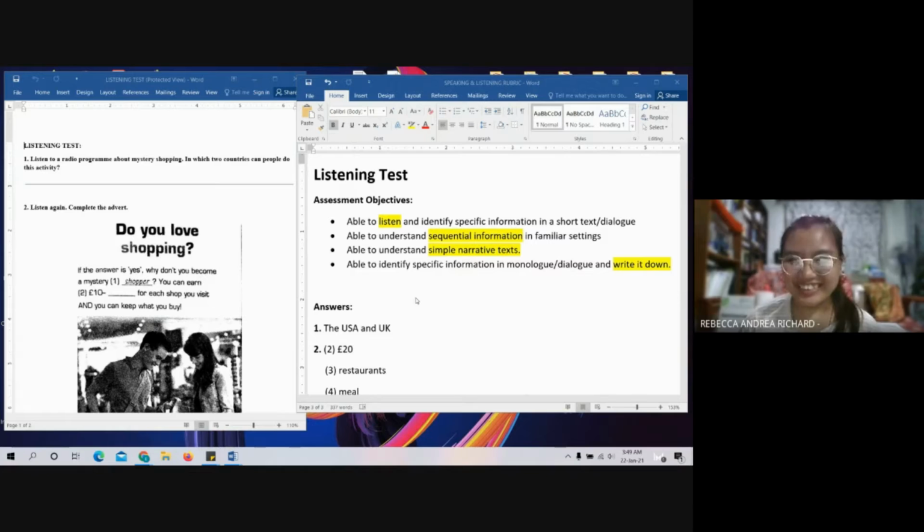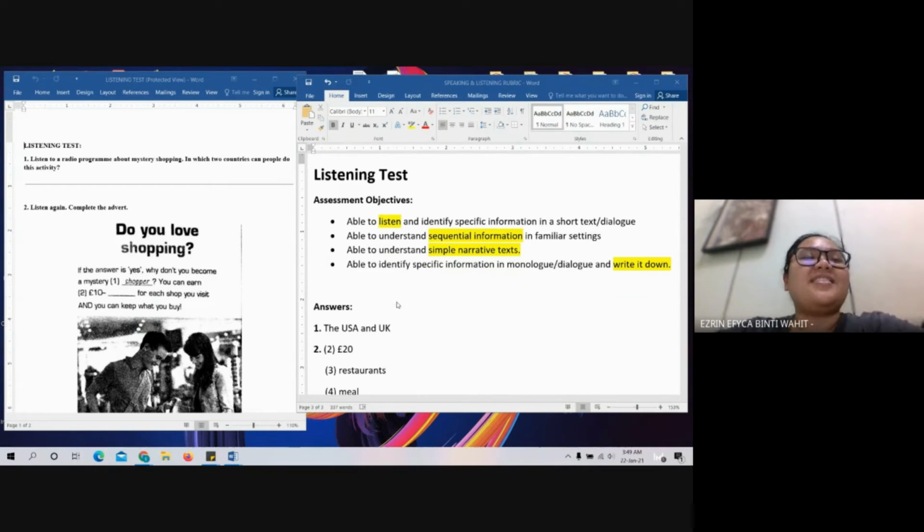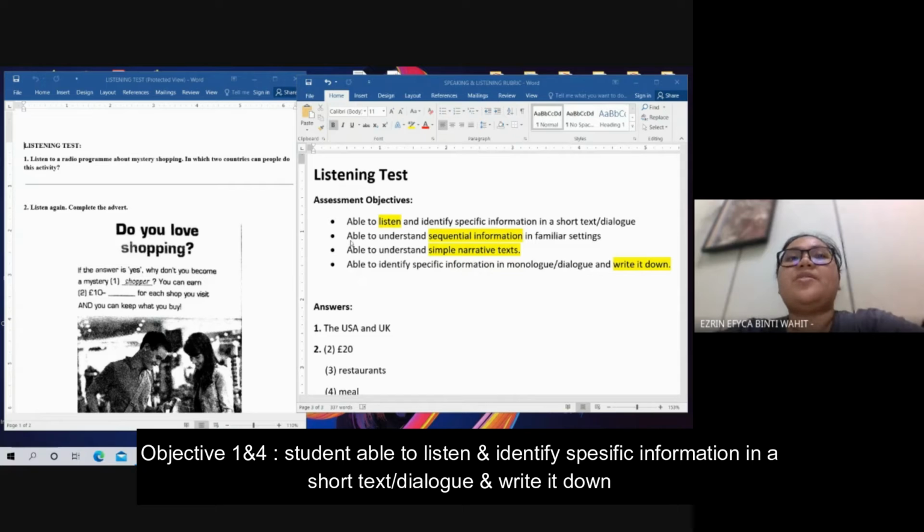So for exercise 1, or question 1, if the learners are able to answer correctly, then the student will achieve objective number 1 and number 4. Number 1, the students are able to listen and identify specific information in a short text or dialogue, and the students are able to identify specific information in monologue or dialogue and also write it down.